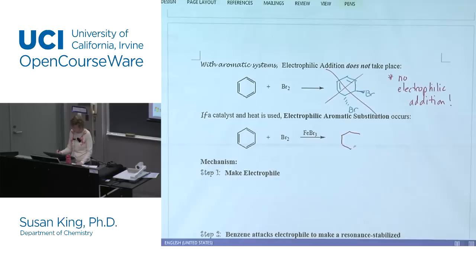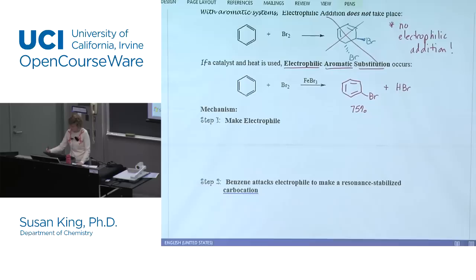So they share one word in common. That's the only thing that's the same. That's better. That's a much better product because we're still aromatic. Our side product, which we never worry about except for the first time we do a reaction, is HBr, and this is electrophilic aromatic substitution, not electrophilic addition.